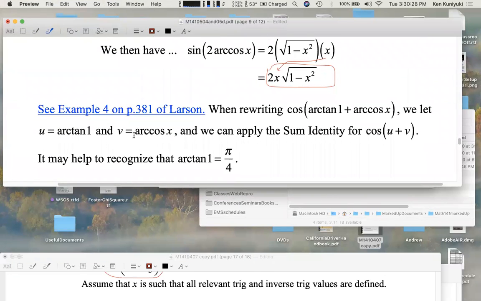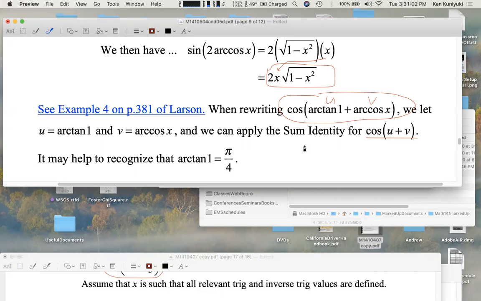Now, sometimes in placement exams, you might see something like this: cosine of these guys here. Remember that these inverse tangent values, we often associate them with angles. So you might call arctangent of 1 u, where u is like an angle, and arccosine of x v, where v is like an angle. Then you can use this identity, cosine of u plus v. You can use procedures similar to what we just discussed. You can try this out.